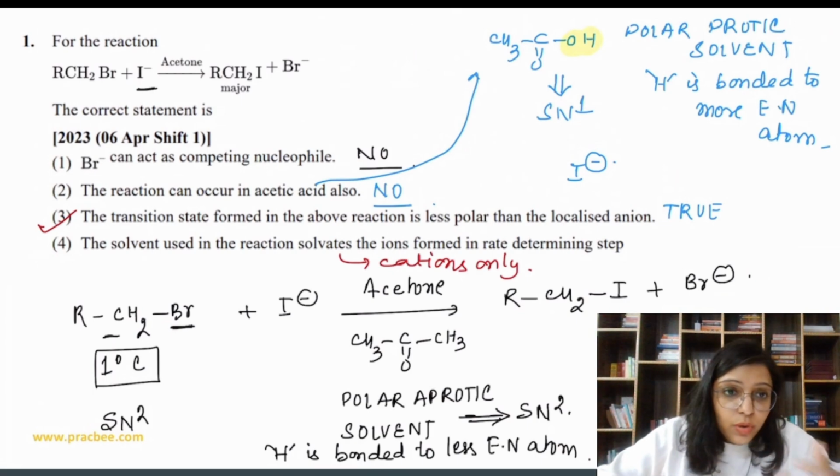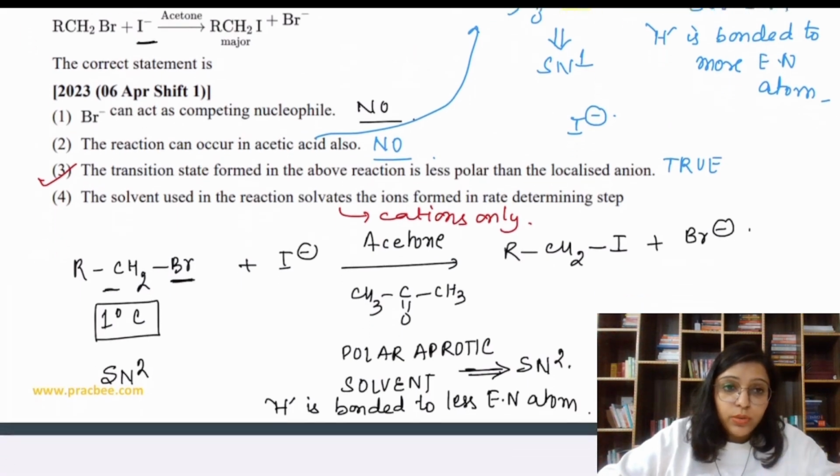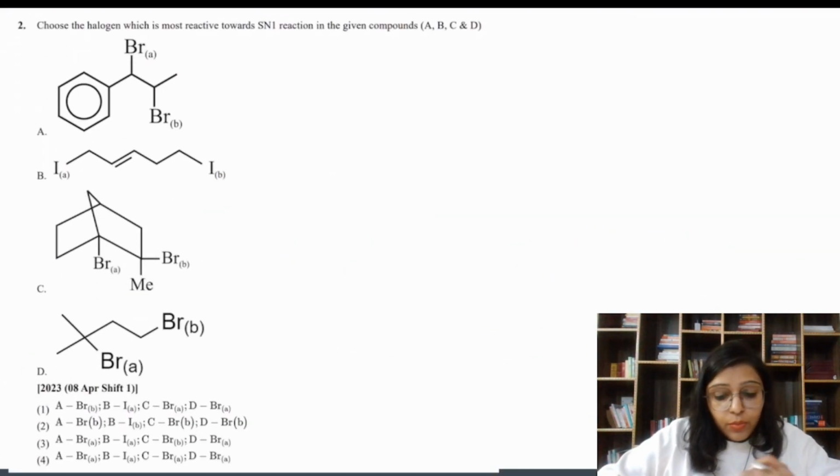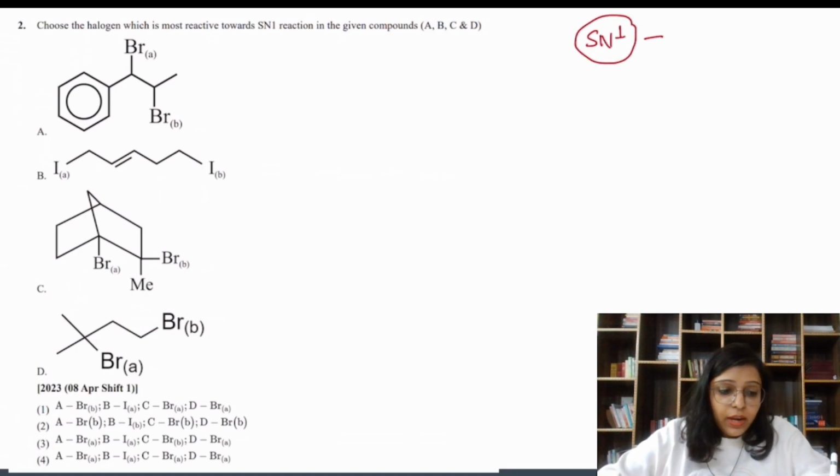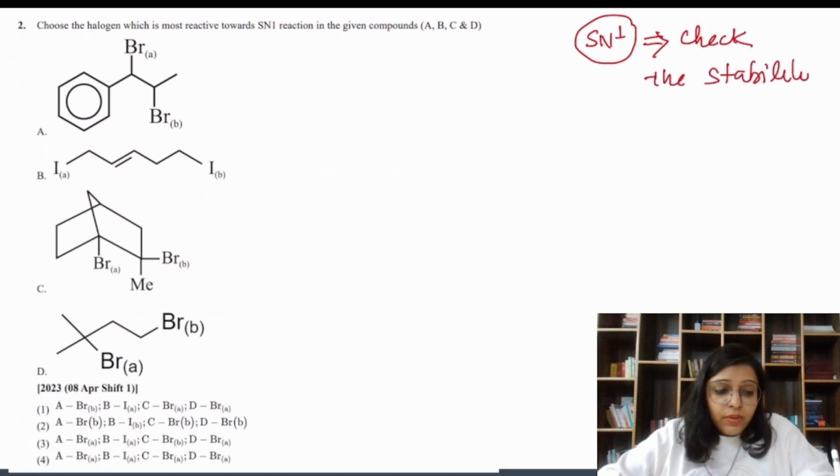In SN1 we have a polar protic solvent. So a polar protic solvent solvates both cations and anions, but a polar aprotic solvent solvates only cations. Okay. Now moving on to the next question. Choose the halogen which is most reactive towards SN1. It means you have to check where SN1 can be faster. So for SN1 we have to check the stability of the carbocation. So let's do it.